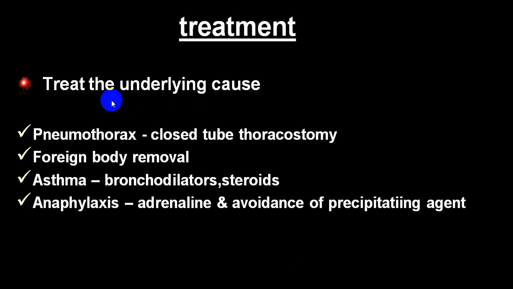So certain conditions, diagnose early. There are some treatments: pneumothorax, chest tube thoracostomy, or you can put a needle also and drain out. If there's a foreign body, removal of the foreign body by a fiber optic bronchoscope. In status asthmaticus, bronchodilators, steroids. And if there's an acute exacerbation leading to status asthmaticus, antibiotics. In anaphylaxis, adrenaline, and avoid precipitating factors.